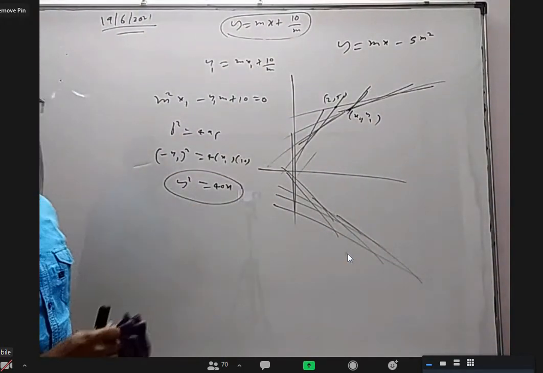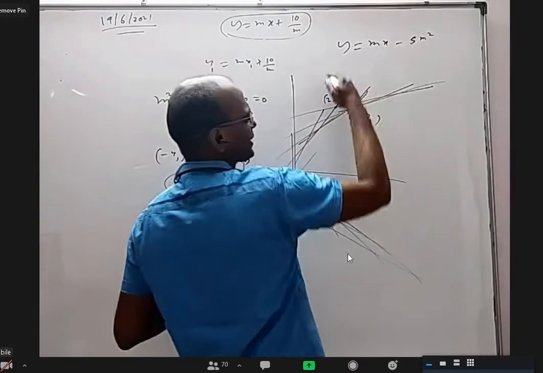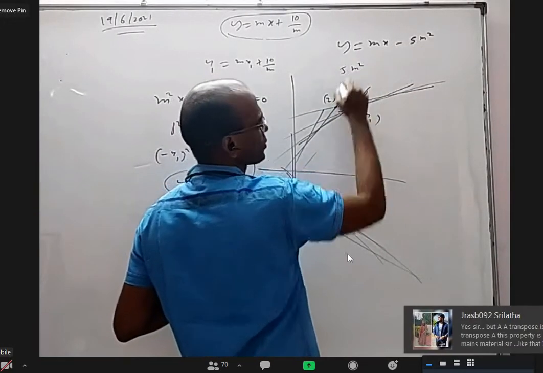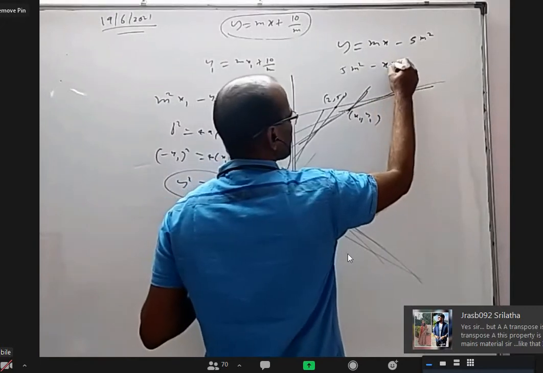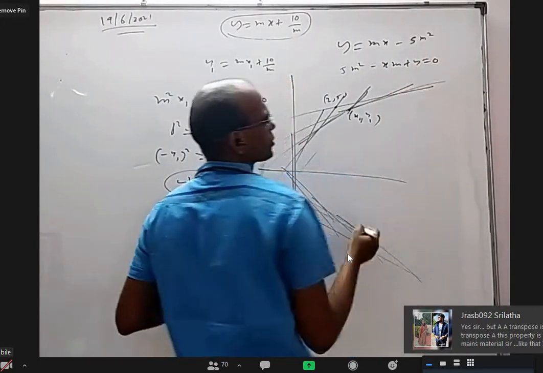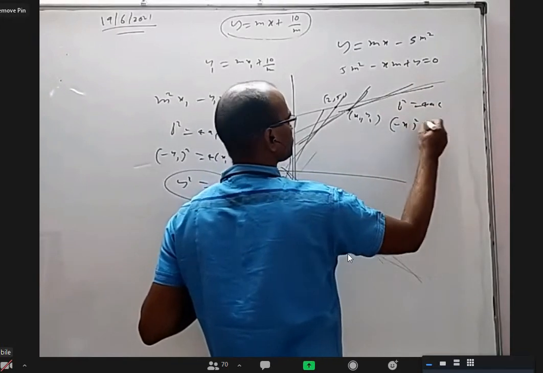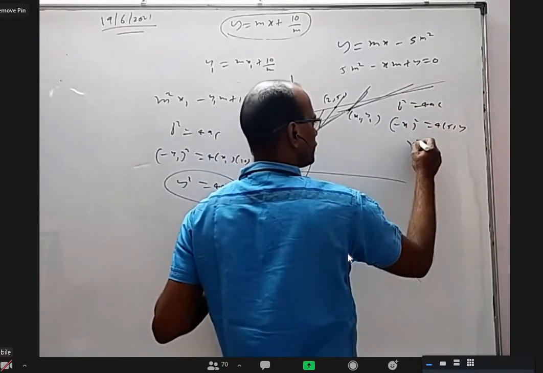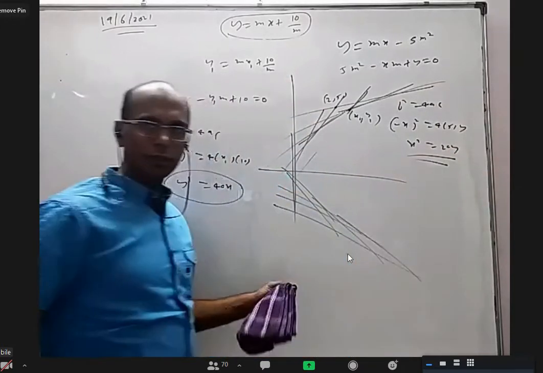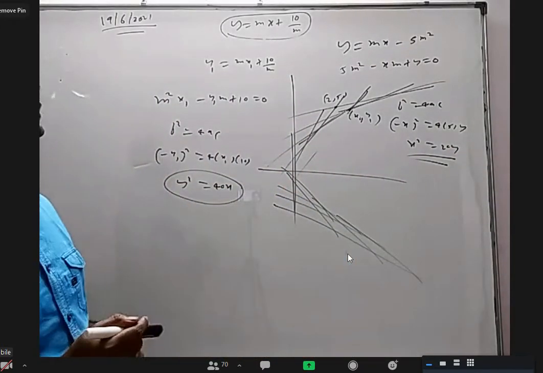Let us see by this method what will come. So it is a quadratic equation in terms of m: 5m square minus xm plus y equal to 0. Take b square equal to 4ac. This is minus x whole square, equal to 4 into 5 into y, so x square equal to 20y. Done, right? Yes, sir.